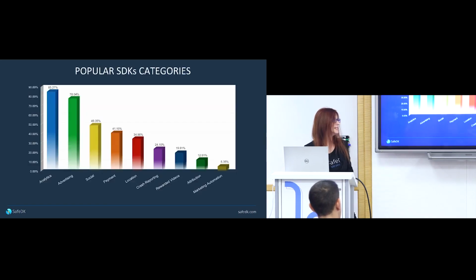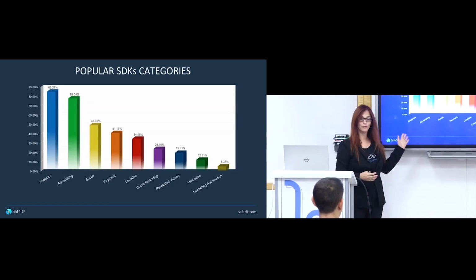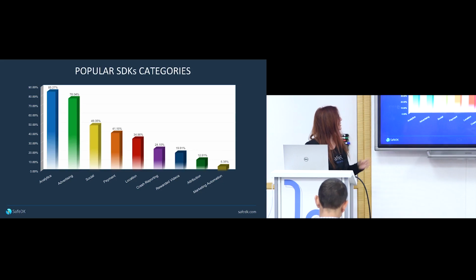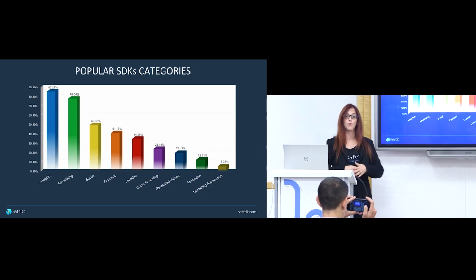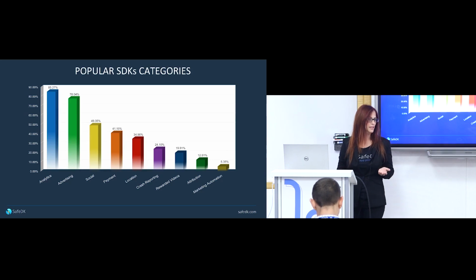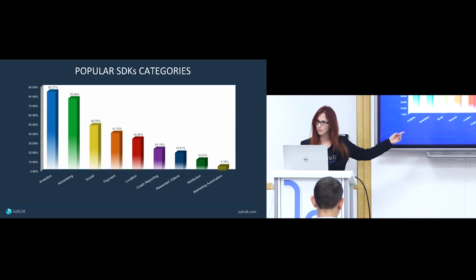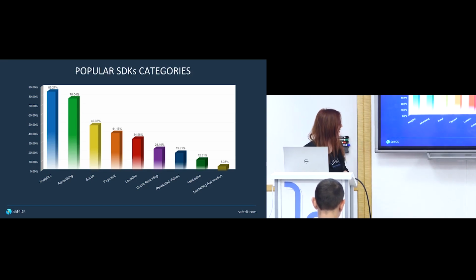Some more interesting statistics about SDKs. These are all from our next report. We had the previous one in May this year. This one is going to be published next month. You see here the popular SDK categories. The most popular one is analytics. It's not surprising. Everyone wants to know what's happening in their application. You want to analyze your users' behavior. The second one is ad networks, advertising, monetization. Of course, you want to monetize your application. This is why we are all here.